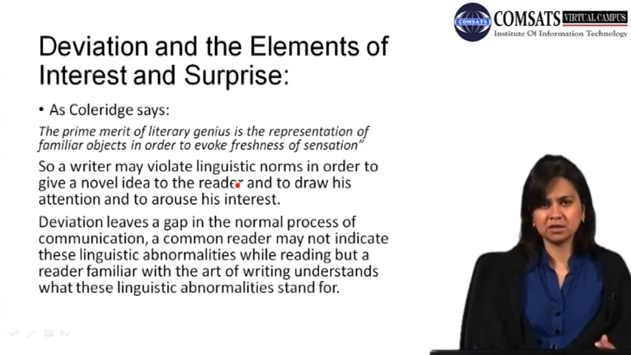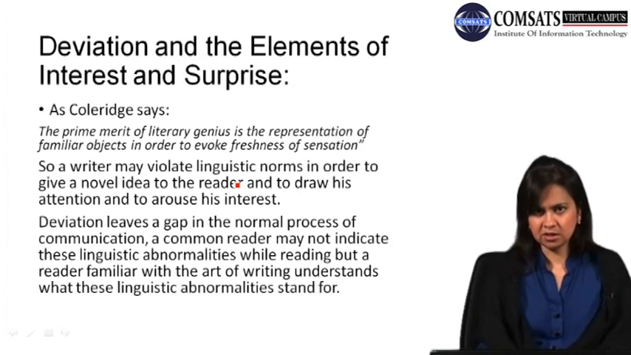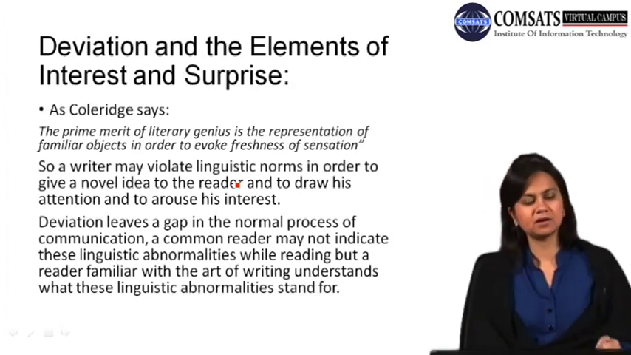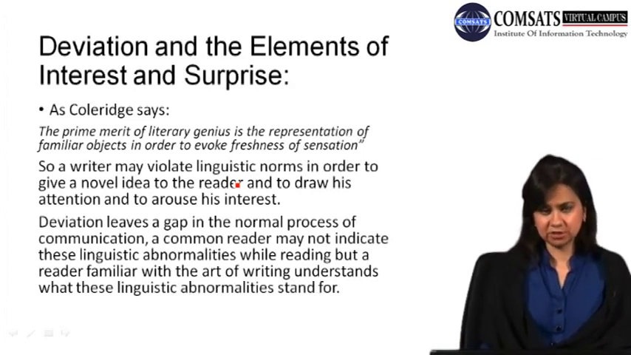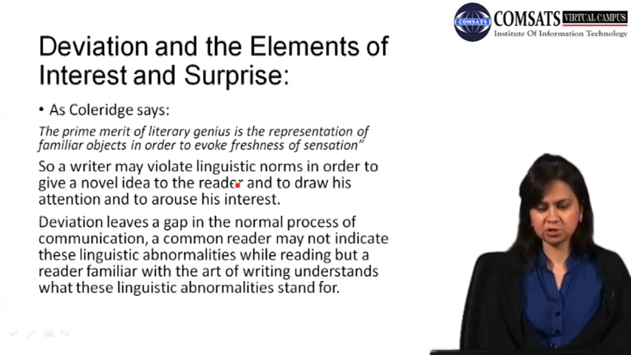Now this comment by Coleridge lays stress on the significance of deviation. We see that if a writer has the ability to present familiar things in an unusual way, he can refresh the reader's perceptions. He can refresh the reader's sensation and their aesthetic sense too. So, a writer may violate linguistic norms and normal order and expression of communication in order to give a novel idea to the reader and to allow his attention to roam, to expand, to flourish, and to draw his attention to something that would be interesting, unusual, and difficult.